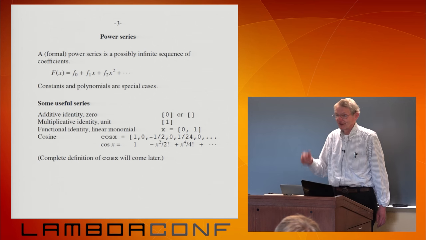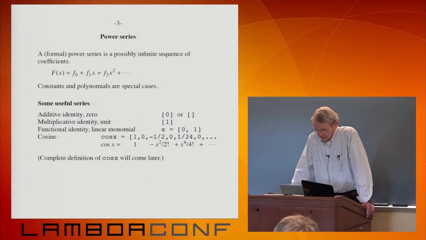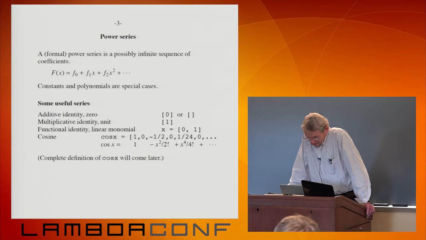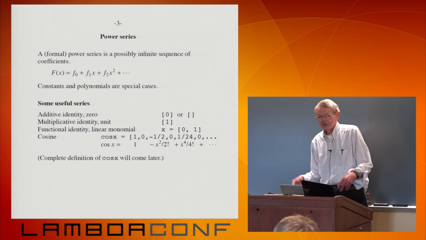The simple monomial x is 0, 1. The cosines, we all know the cosine series. It just turns into a few fractions.